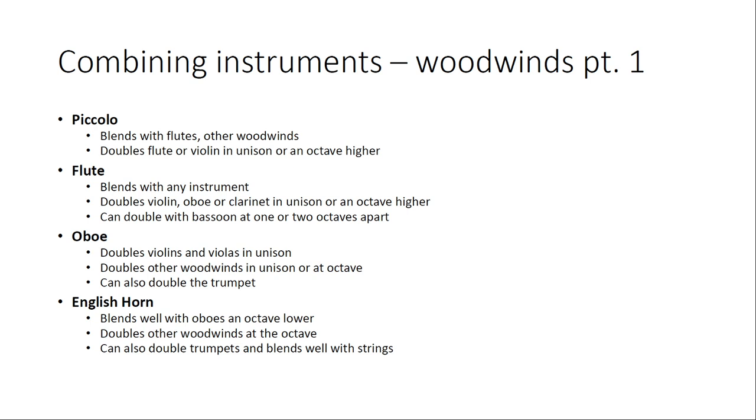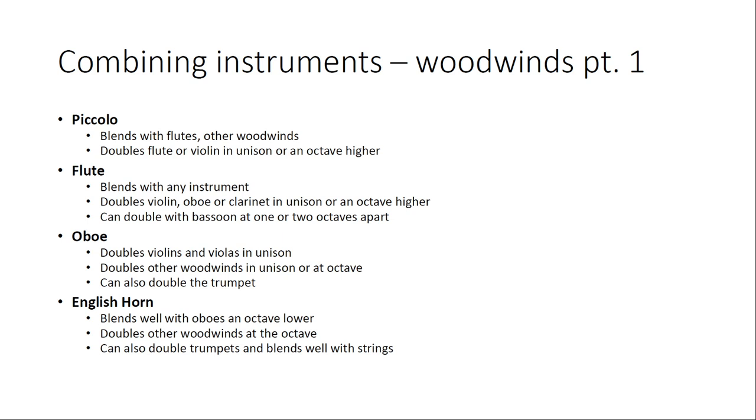The oboe is another instrument that blends well with violins and violas, and can also double the trumpet, which is pretty useful because the trumpet is a bit of a difficult instrument to blend in from time to time because it has a very unique sound and it kind of overshadows the others.